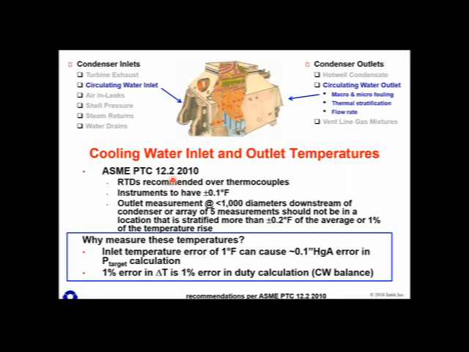The ASME PTC recommendations on temperature is that the instruments have no more than plus or minus a tenth of a degree Fahrenheit. The outlet measurements should be made less than 1,000 diameters downstream so that you're not losing heat to the environment from the piping. And it should be in a location that's not stratified by more than 0.2 degrees Fahrenheit. That's a difficult one. I'll show you what we recommend for positioning outlet temperatures. If you do want to put some test grade instruments in, I'll show you the techniques that we use to get very good outlet temperatures on a budget.